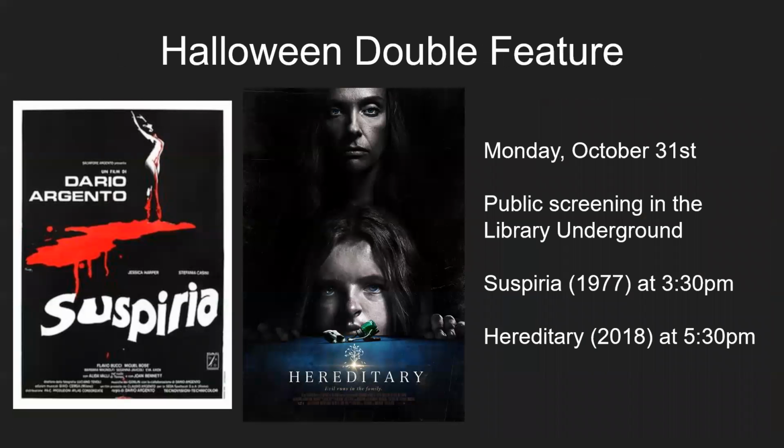And I want to mention that on Halloween night, that's Monday, October 31st, we will have a double feature presentation, a public screening in the Library Underground, which is the library basement. We're screening Suspiria from 1977, the original, at 3:30, and Hereditary from 2018 at 5:30 p.m. So join us for that.